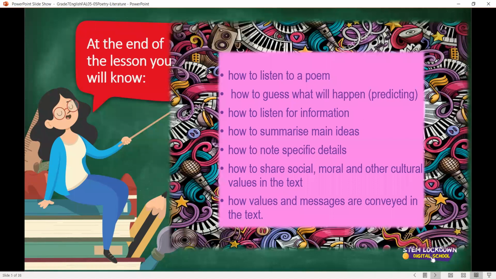At the end of the lesson, hopefully you will know how to listen to a poem, to guess what's happening, you know, always doing predicting, how to listen for information, how to summarize main ideas, how to note specific details, how to share the values in the text and see the messages conveyed.